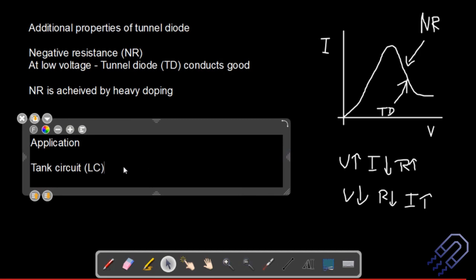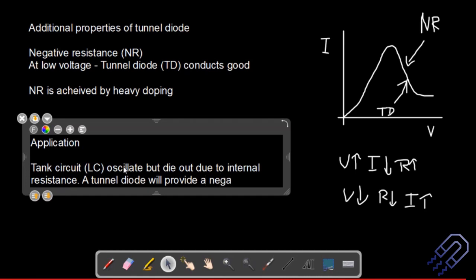So we have a tank circuit, and it will basically oscillate. Oscillate means the charge carrier is generated, and then the capacitor starts discharging, and again it powers the circuit. So it keeps on oscillating. But it will die out. It is not going to go on forever, because of conservation of energy, resistance, loss of power, and so on. This happens mostly due to internal resistance. So this is important. If we use a tunnel diode, it will provide a negative resistance.